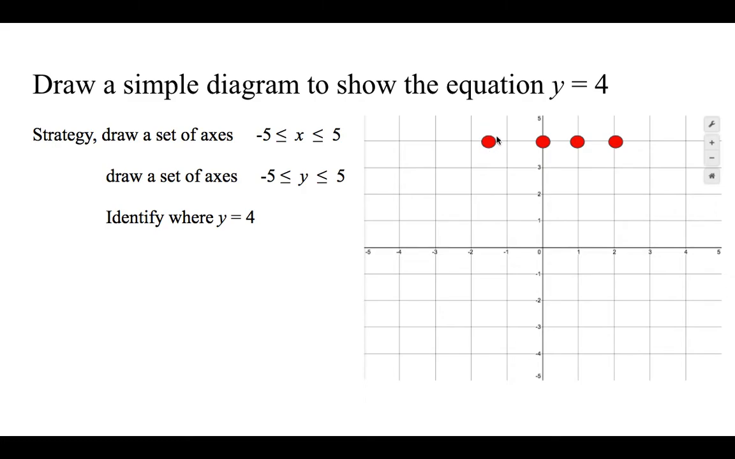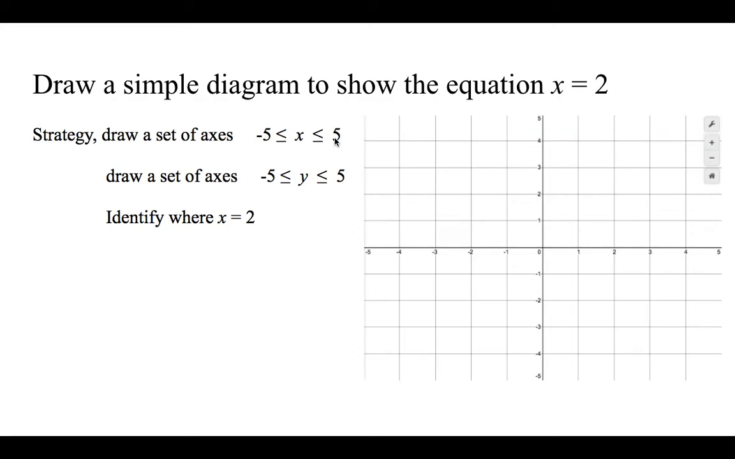Now it doesn't have to be right on a coordinate point. This is still y is equal to 4. It might be -1.5, 4. It might be -1.55, 4. But it's still y is equal to 4. There is also y is equal to 4. So you'll notice that this is all on a horizontal line. There is a sketch of the equation y is equal to 4. All the y values on that line are equal to 4, between -5 and 5.